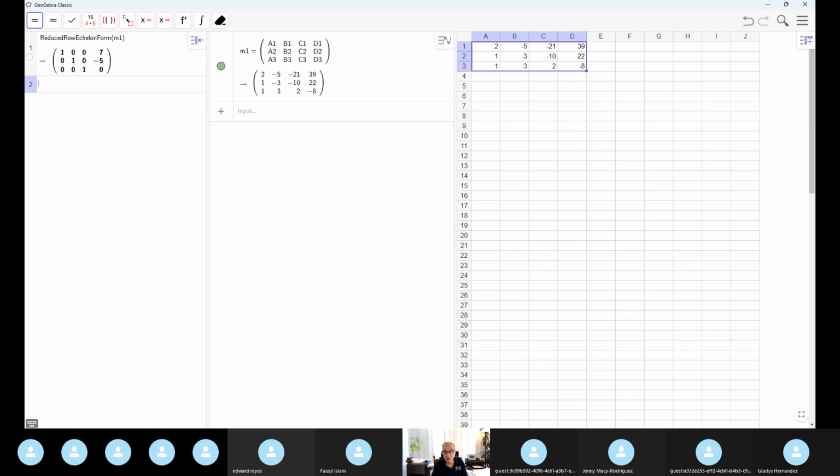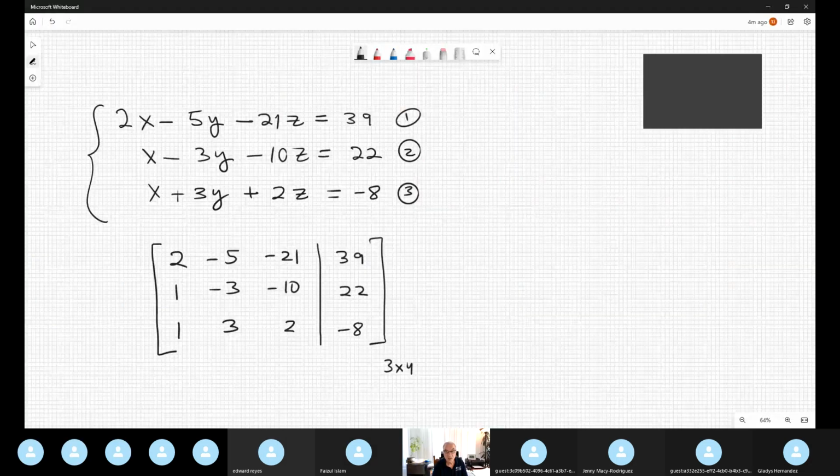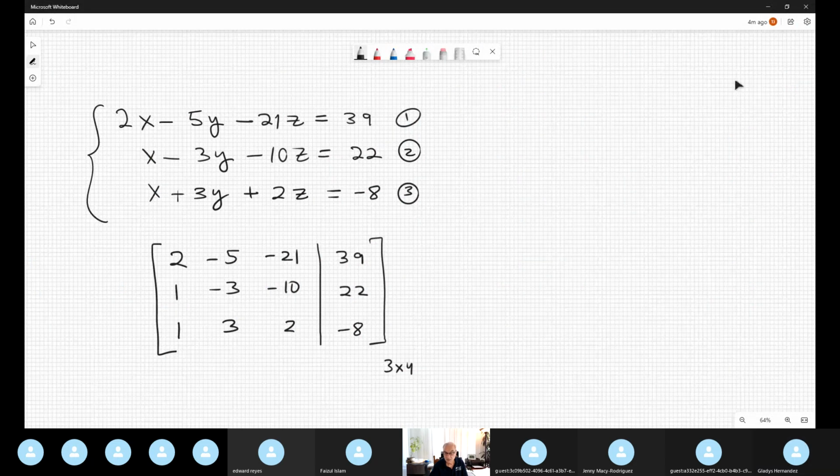Do you see my whiteboard? Do you see or no? Yes. Okay. Now, the thing I'm doing, and you indicate it like that in the test: you put the arrow, and you apply RREF. What does that mean? Reduced row echelon form.